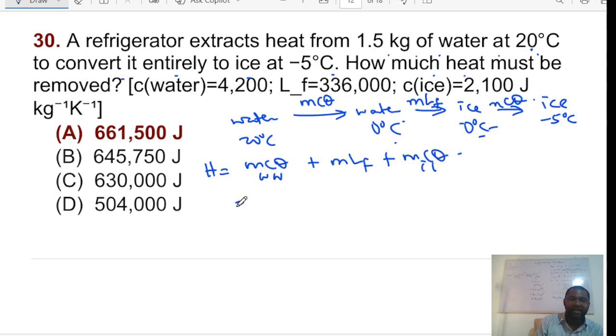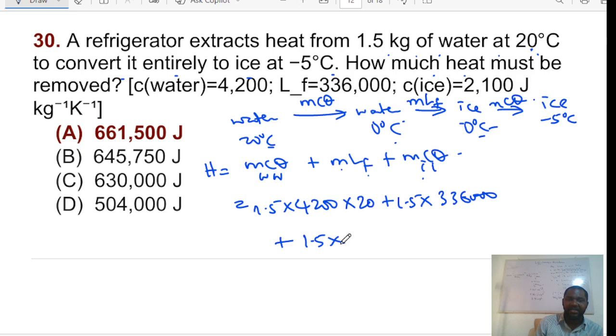You get that? So the mass of water in this case is 1.5 kg. Specific heat capacity is 4,200. The temperature change of water from 20 to 0 is 20. Plus the mass is the same, 1.5. Latent heat of fusion is 336,000. Then plus mass of ice is the same, 1.5. Specific heat capacity of ice is 2,100. Then times temperature change of ice from 0 to -5, which is 5, since 0 minus -5 is 5. You see? So let's calculate this quickly.